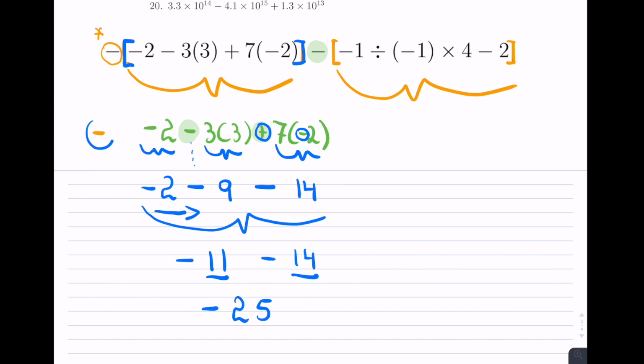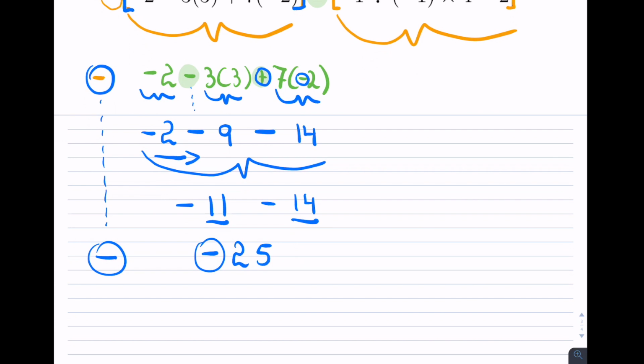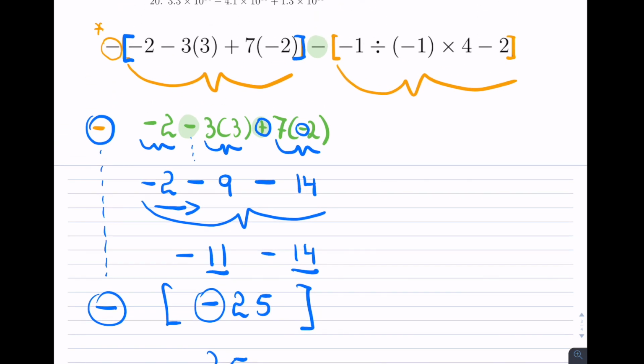Now, as I said, we can't forget this negative, and of course a negative and a negative becomes positive. So this is 25. That's that first ugly term that we have. Let's look at the second ugly one.